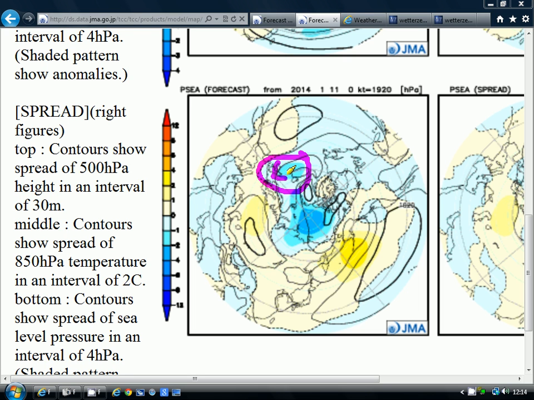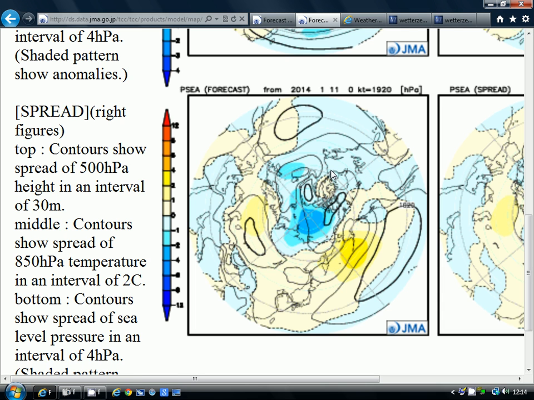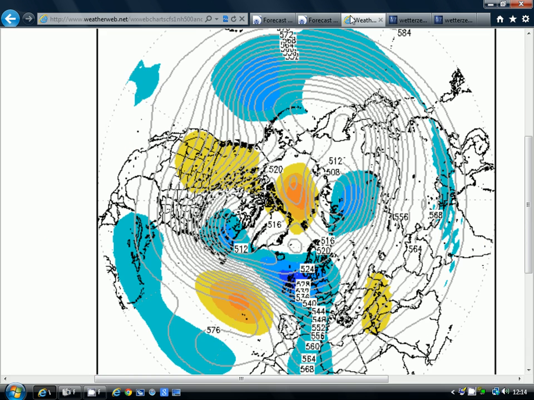Again, there's no sort of blocking being signalled at the northern latitude, so there's nothing really there to suggest it's particularly cold, but it certainly is a more unsettled signal for April as opposed to March. So quite a decent March coming up, if that's right, but a much more unsettled April.